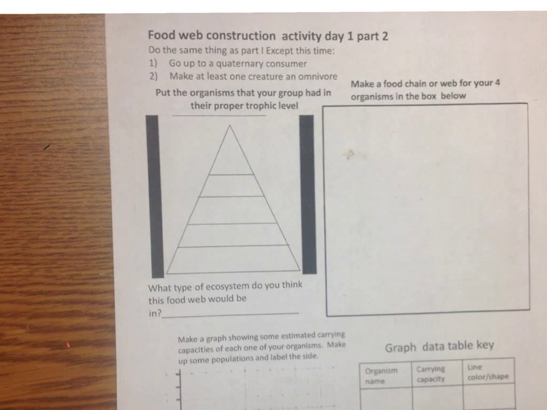Okay, what is our goal? Our goal is to construct a food web. Make at least one creature an omnivore. That's going to give us some problems. I can see that already. We're going to go up to a quaternary consumer. So we gotta know the basics here before we can get to the hard stuff. So hopefully you know how to do producer, primary.